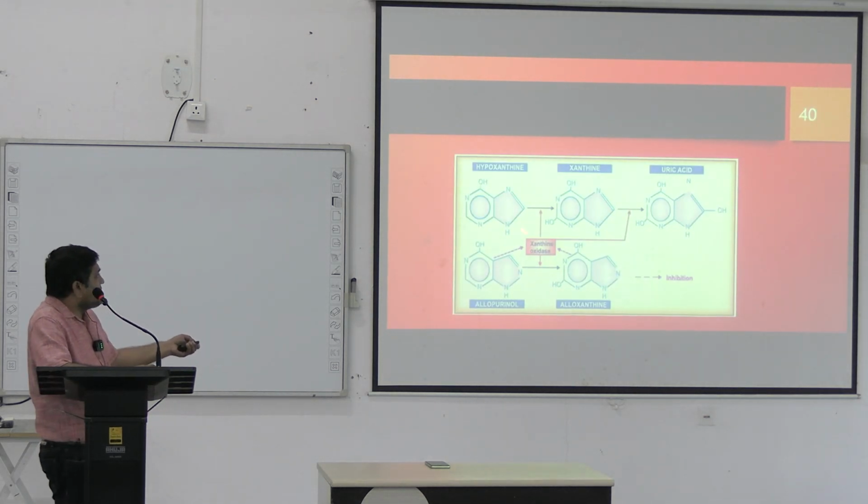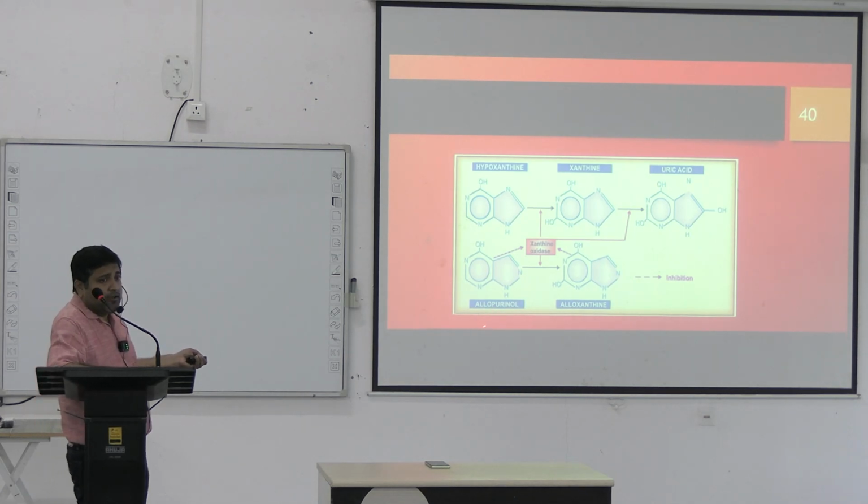So, xanthine oxidase here is inhibiting conversion of hypoxanthine to xanthine and xanthine to uric acid. Again xanthine oxidase causes conversion of allopurinol, which is a competitive short acting inhibitor of xanthine oxidase, to alloxanthine, which is a non-competitive longer acting inhibitor. Now, allopurinol and alloxanthine both inhibit xanthine oxidase.